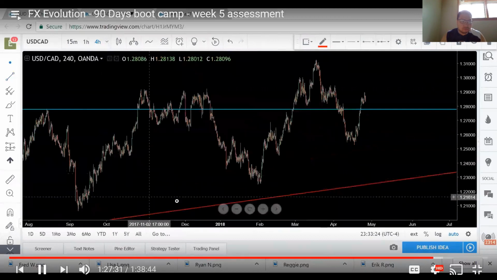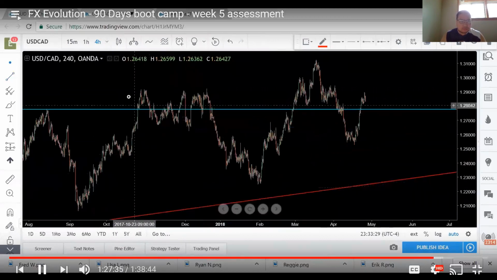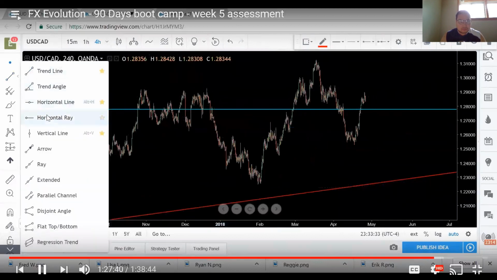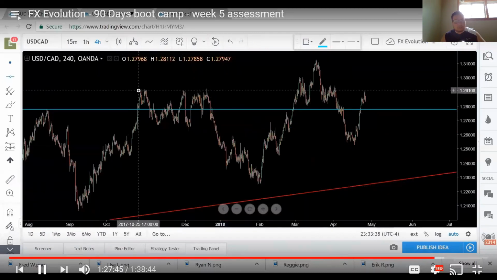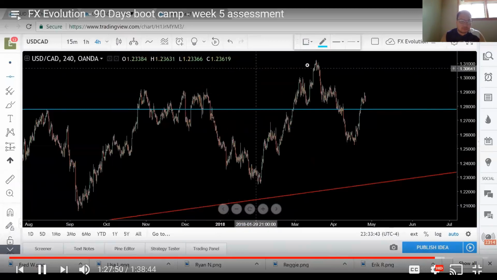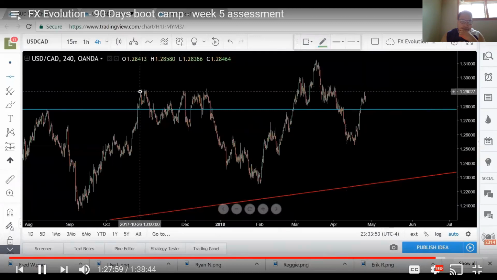Okay. You want to plot 2 resistance lines and 2 support lines in color. I gotta go back over here. Horizontal line. Do I need to change colors? Yes, please. Okay. So 2 supports and 2 resistance. Yes, please.